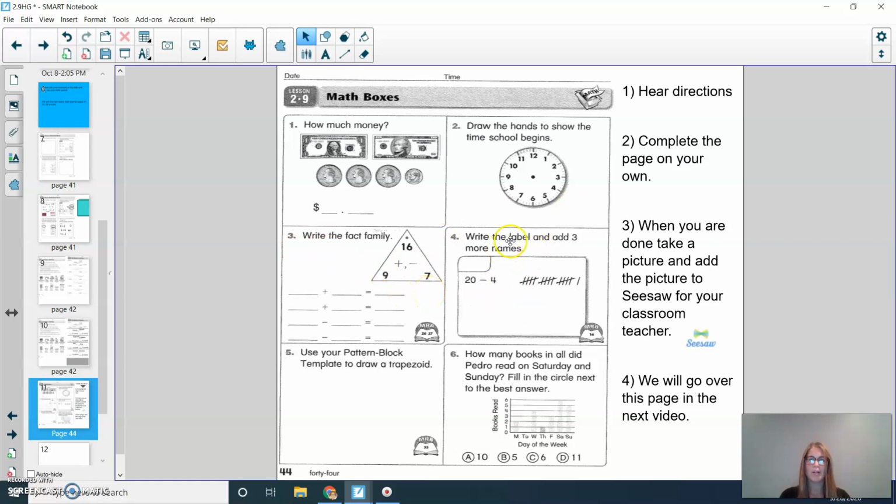For number 4, write the label and add 3 more names. So you need to figure out what are each of these numbers showing. For number 5, use your pattern block template to draw a trapezoid. And for number 6, how many books in all did Pedro read on Saturday and Sunday? Fill in the circle next to your best answer.